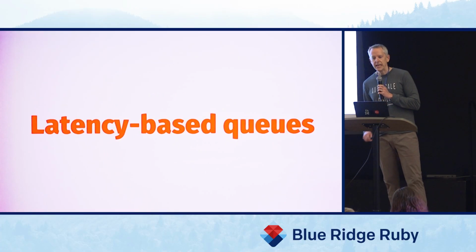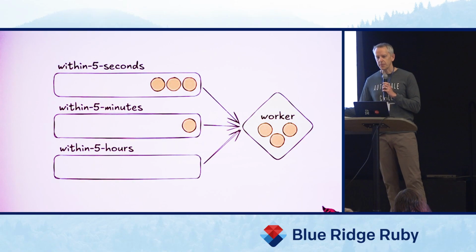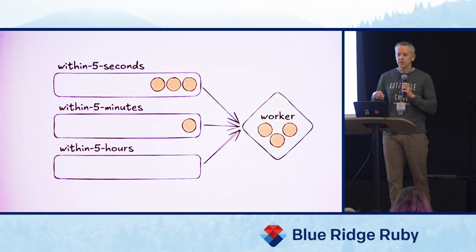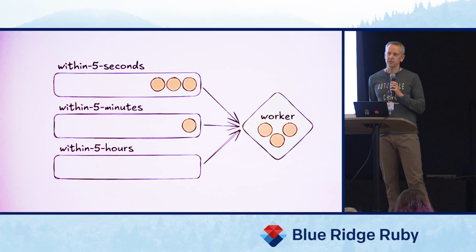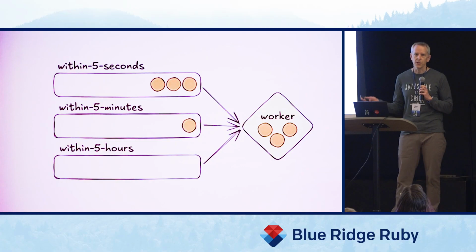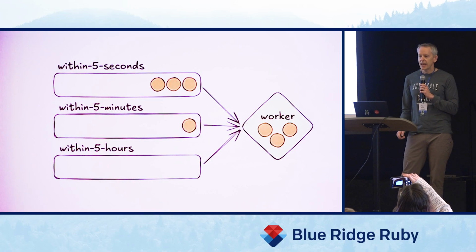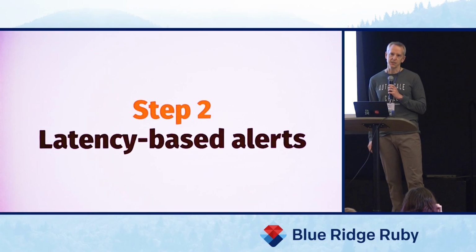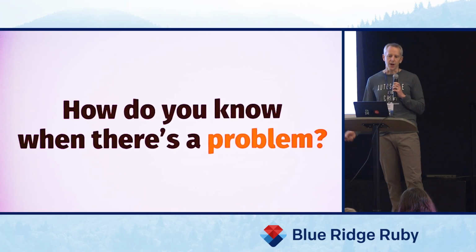The alternative is latency-based queues, and they look something like this. Again, the numbers don't matter. What matters is that you've made a decision and encoded these SLOs into your job queues. So there's no ambiguity. You end up with a lot fewer job queues, and they're actionable, such as making latency-based alerts based on these queues. Because you have to know when there's a problem.